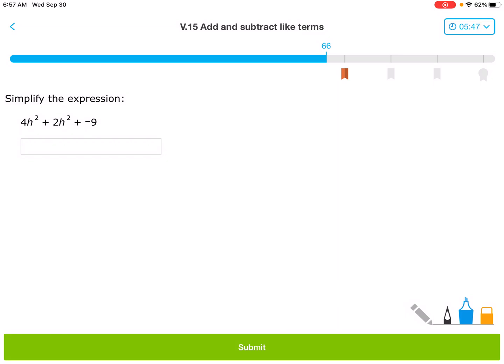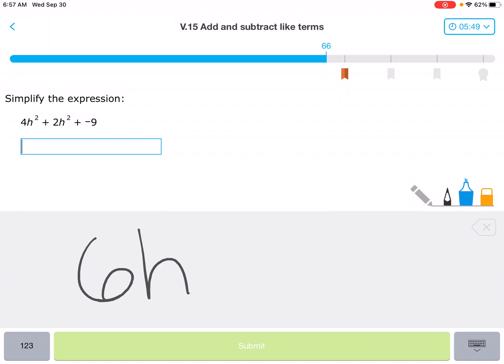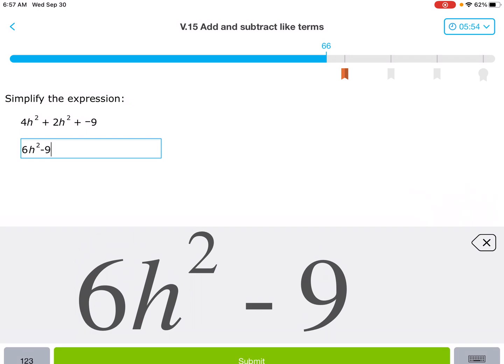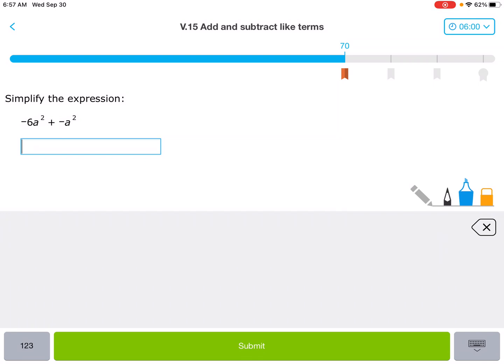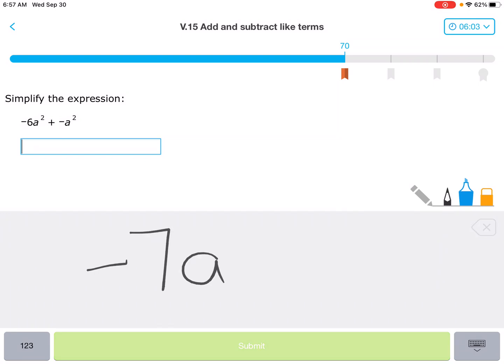4h squared and 2h squared when put together gives me 6h squared, and then I have minus 9. Negative 6a squared plus negative a squared is negative 7a squared.